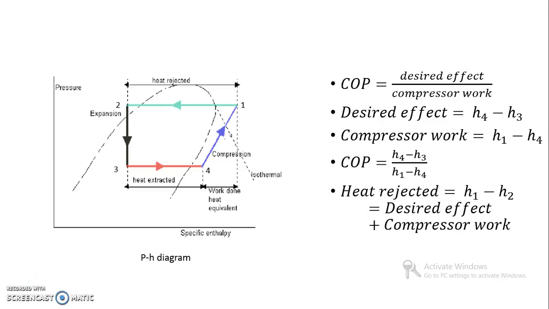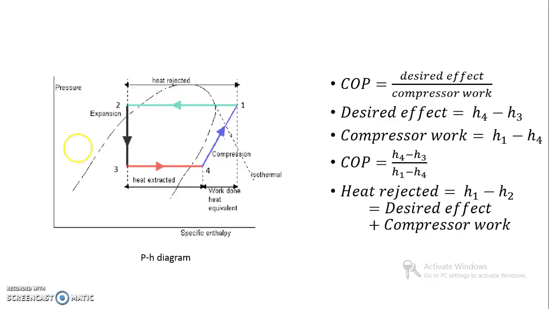For the characteristic curve, basically the pH curve or the pressure enthalpy curve, we can see that the desired effect, that means how much amount of heat we have to extract, is given by H4 minus H3, that you can see as the first equation. So from the characteristic curve I can state that the desired effect, or the amount of heat that has to be extracted, is H4 minus H3.